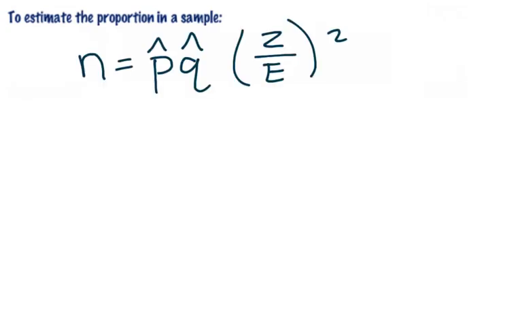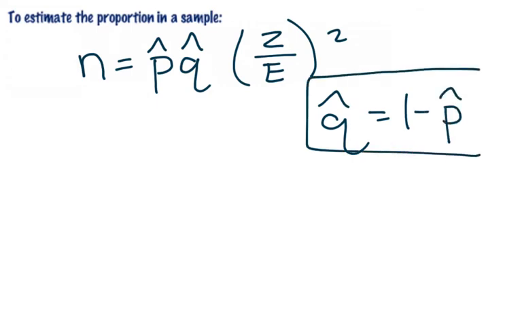Alright, and then we're going to look at this one. This one is different. So this is to estimate the proportion in a sample. So I'm going to give you the formula. It looks a little crazy, and then you just need to understand that Q hat is 1 minus P hat. That's an important thing in statistics.